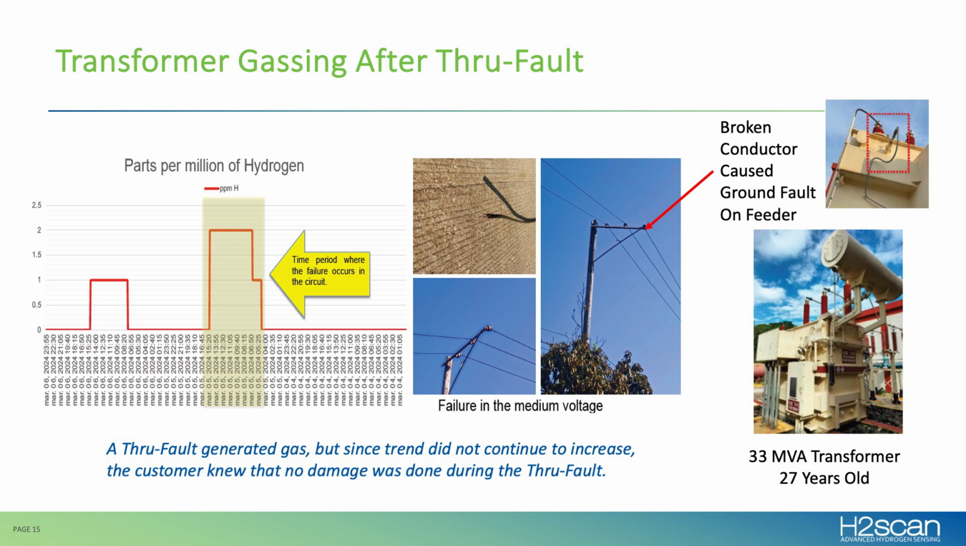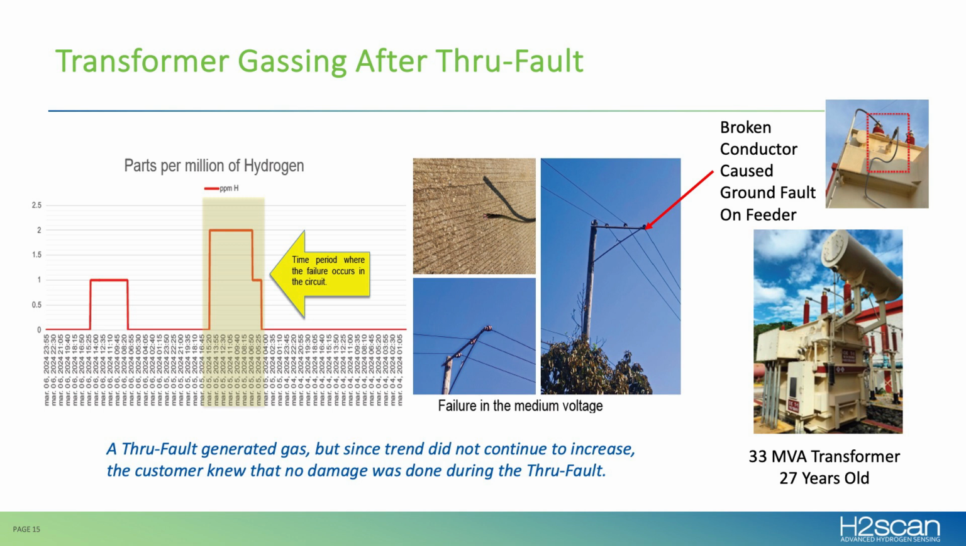This is a 33 MVA transformer. This transformer is 27 years old. So usually you expect these types of transformers to last 30 to 60 years. This one's been having problems, which is why they wanted to install the monitor on it.